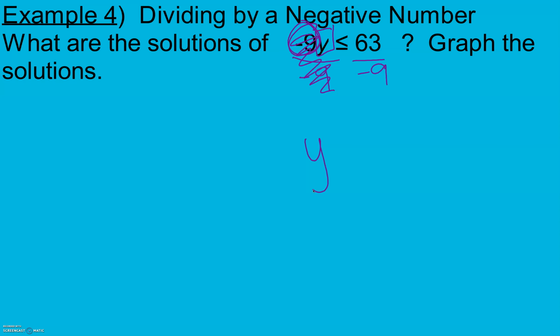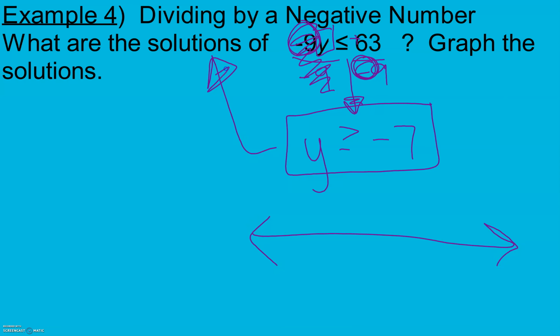63 divided by negative 9 is negative 7. And since I started positive and I'm divided by a negative, I have to flip my inequality, greater than or equal to negative 7. When we multiply or divide by a negative number, we flip our inequality. If we plug in negative 7, I get 63 equals 63. So I know my boundary point is correct.